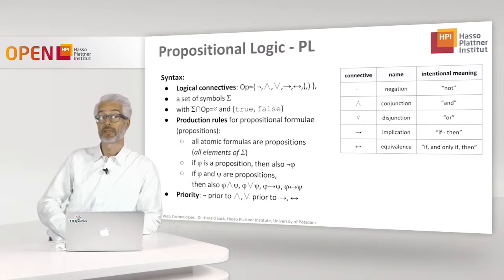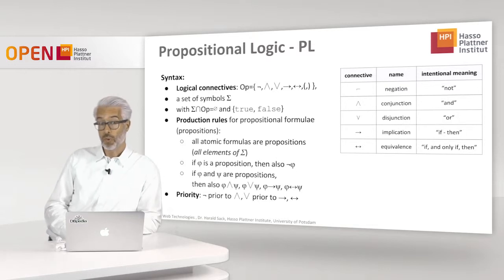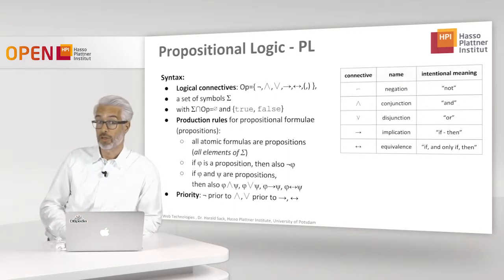So you have these logical connectives, and then you have a set of symbols, sigma. So usually this is the kind of alphabet that you use here, these symbols over which you then make statements and assertions. And usually both, the logical connectives and the set of symbols, of course, are disjoint. And then you have two truth values, true and false. So propositional logic here is a binary logic, either true or false.